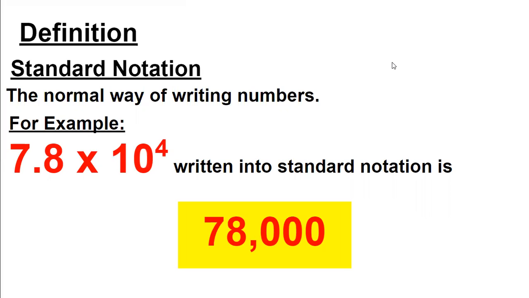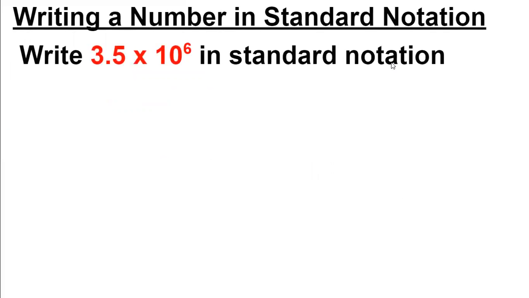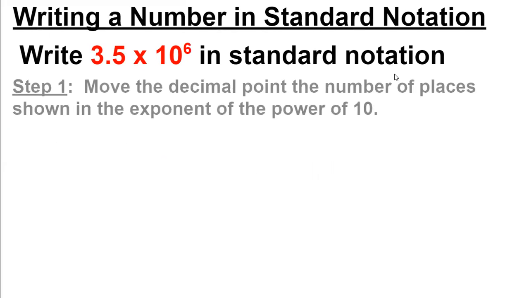So how do we do this? We're going to write 3.5 times 10 to the 6th power in standard notation. Step 1, we're going to move the decimal point the number of places shown in the exponent of the power of 10. This time we're going to move our decimal to the right instead of to the left because we are going to take it out of scientific notation. So we're going to do the opposite of what we did to put it into scientific notation.